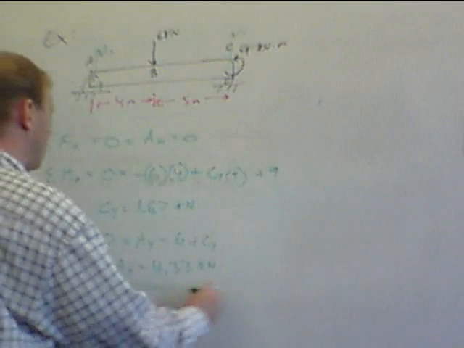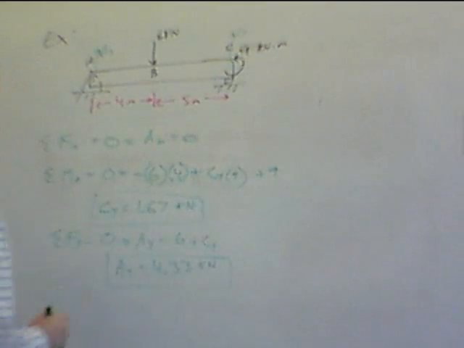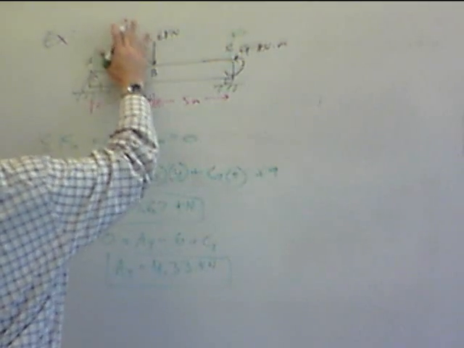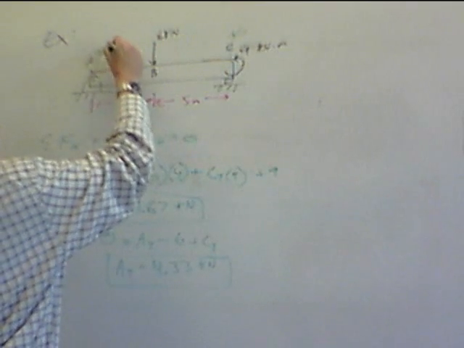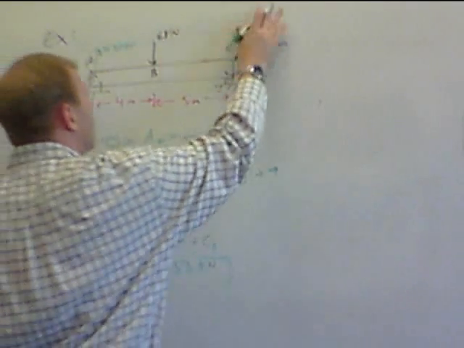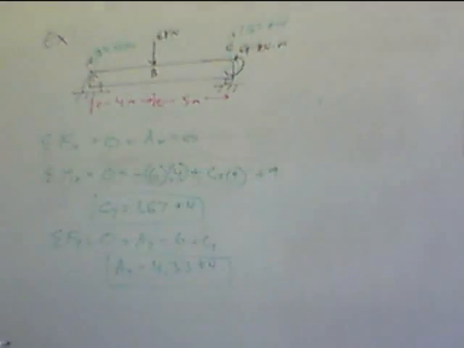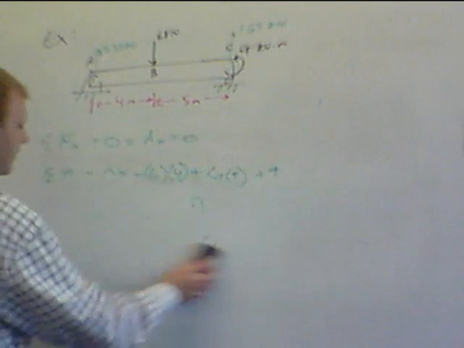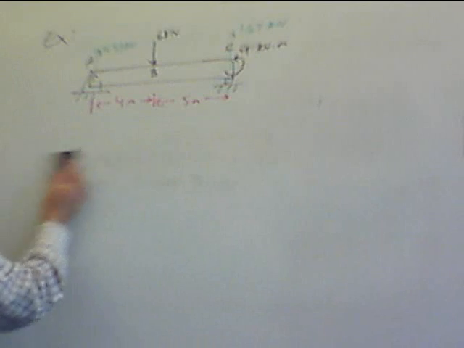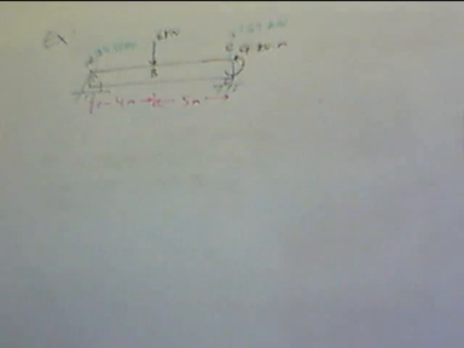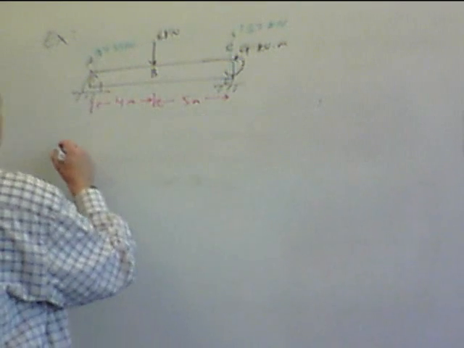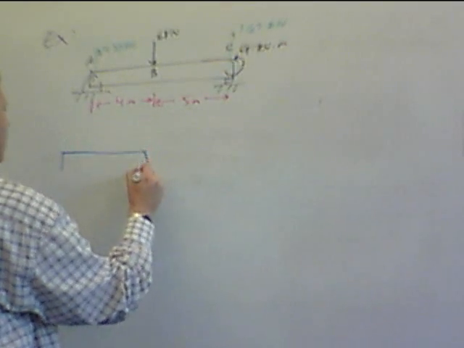Okay, so from there, we can label these in here. So AY was 4.33, and this is 1.67. All right, so we have our support forces. At this point, we need to slice the beam, look at it in 2 pieces, and analyze from there. Okay, so what I'm going to do is I'm going to draw the beam in its 2 pieces.